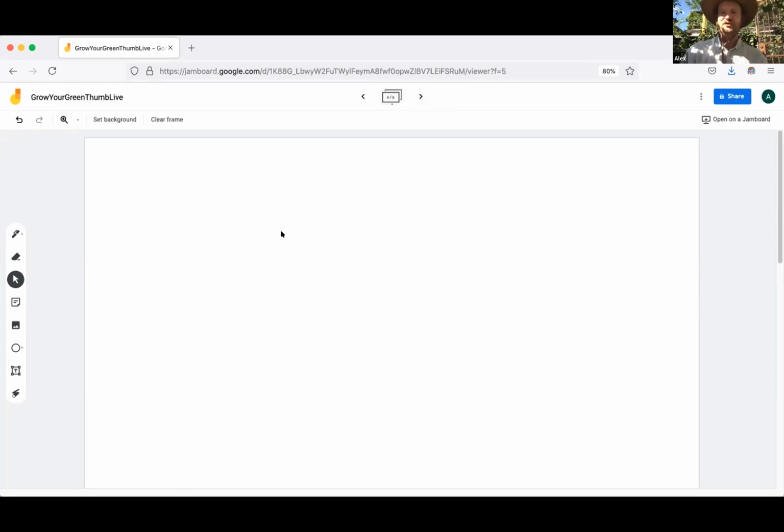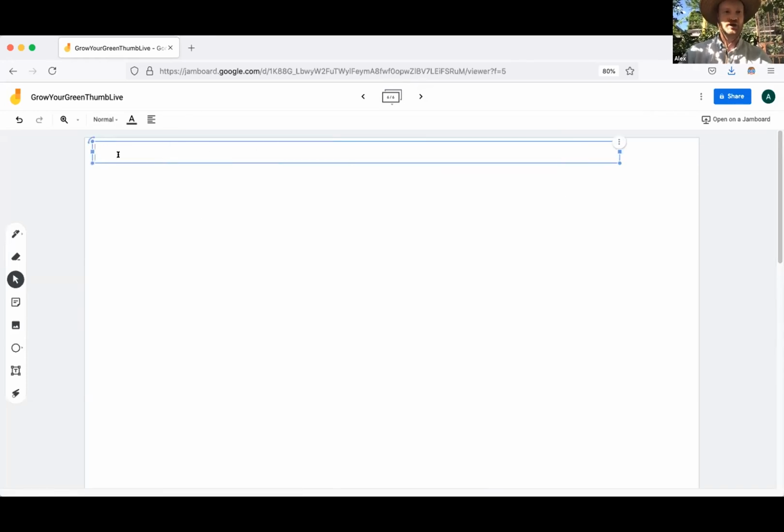Okay, so I thought for the amount of time we have left, we could do a little bit of botanical doodling, and I'll give you some general tips to go through before you guys go ahead and get started.